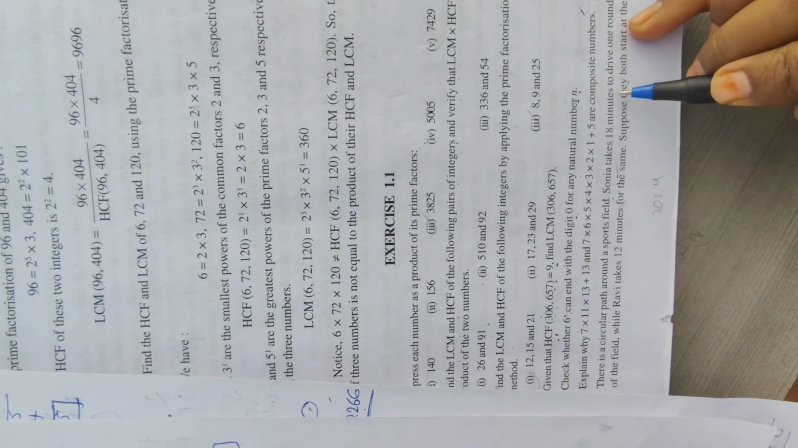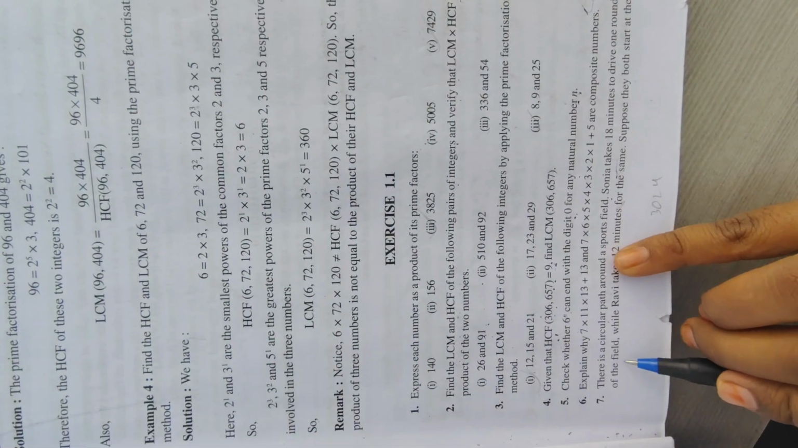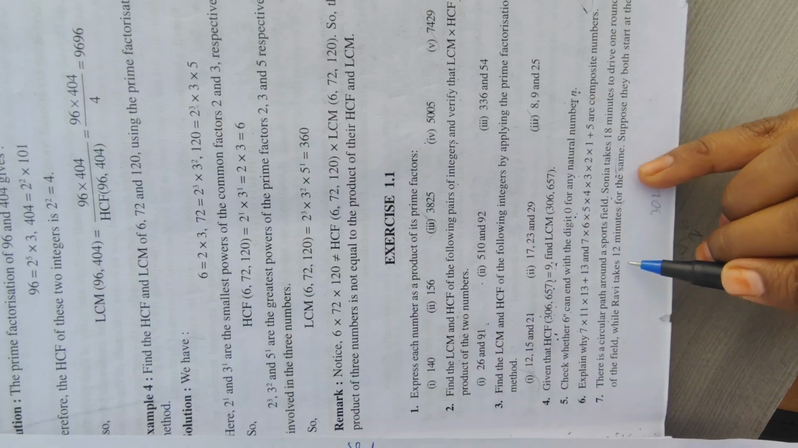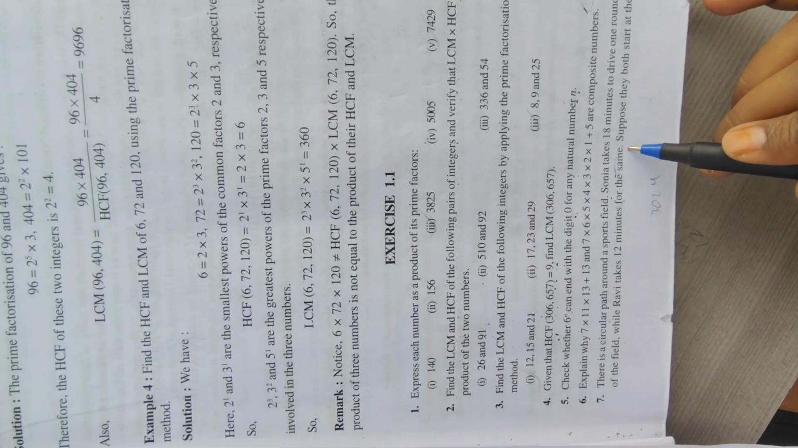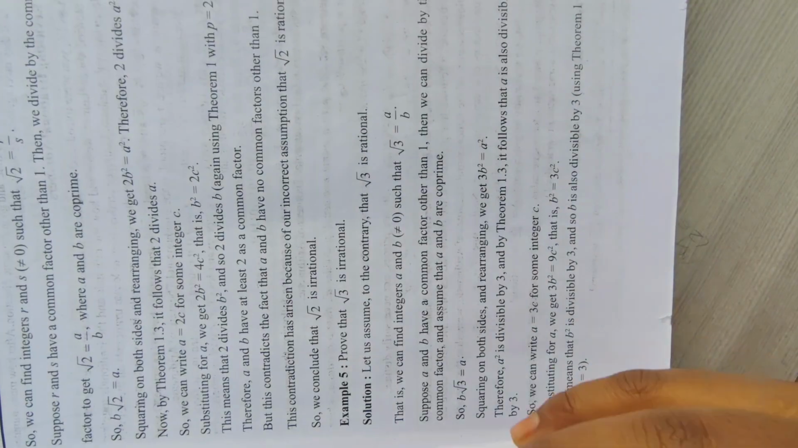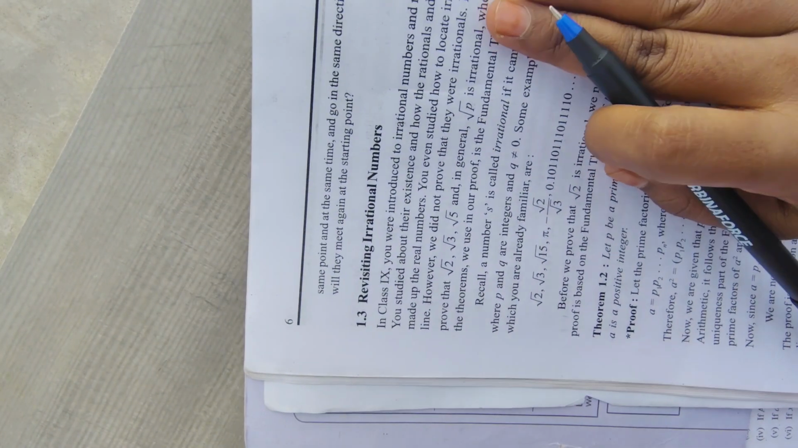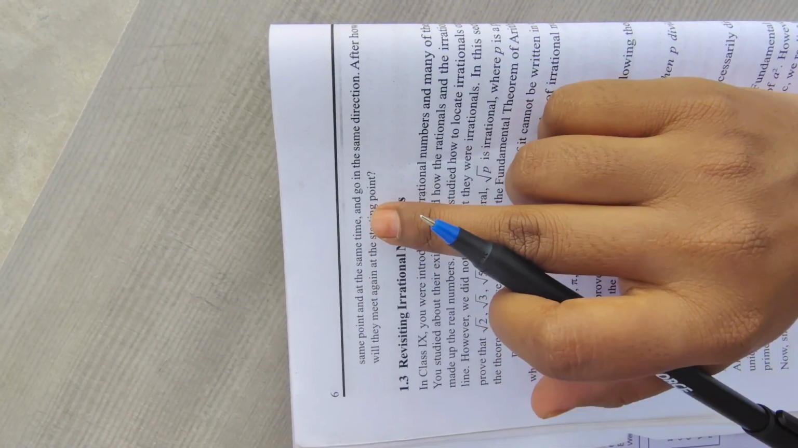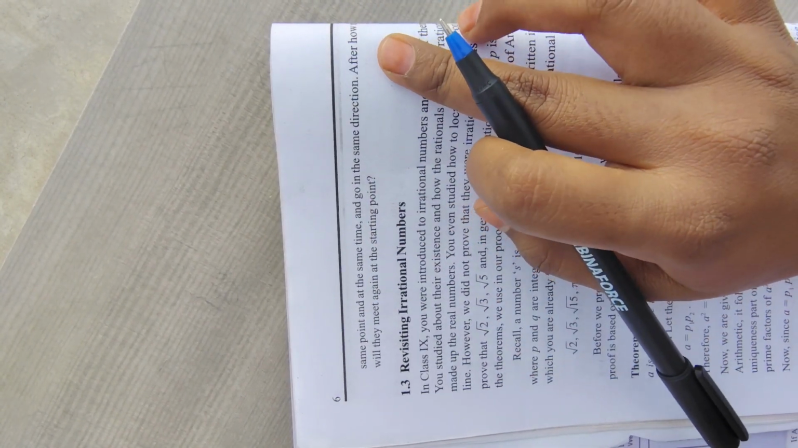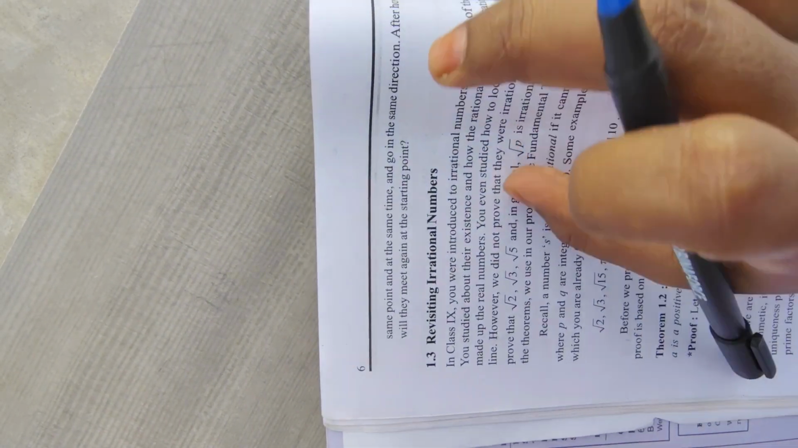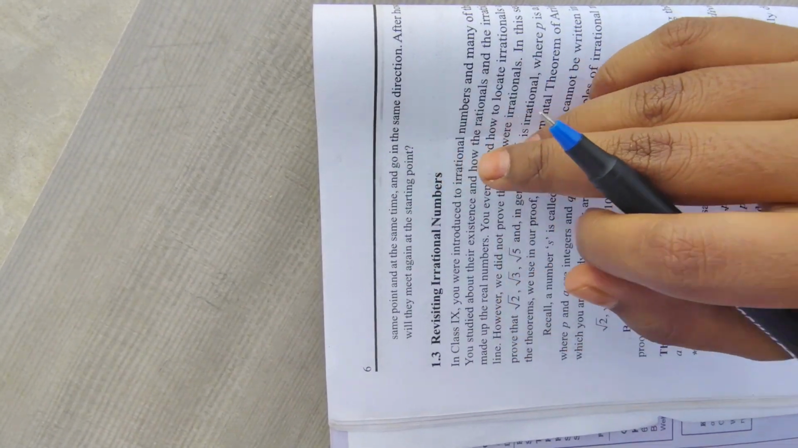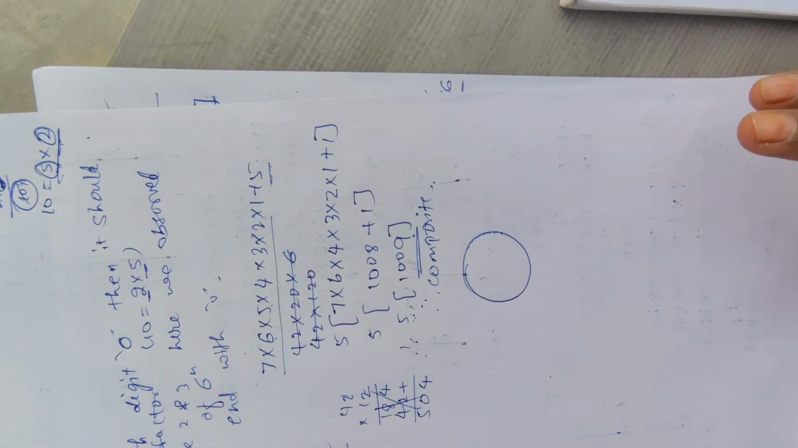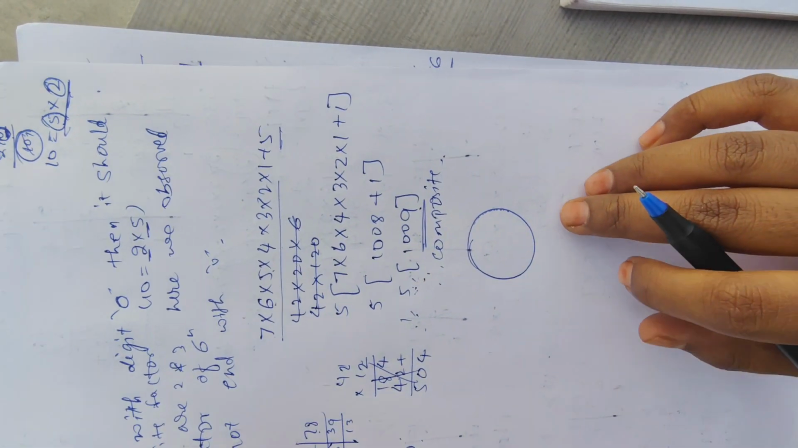Sonia takes 18 minutes to drive one round of the field, while Ravi takes 12 minutes for the same. Suppose they both start at the same point at the same time and go in the same direction. After how many minutes will they meet again at the starting point? See, children, what they are asking. First, understand the question properly.